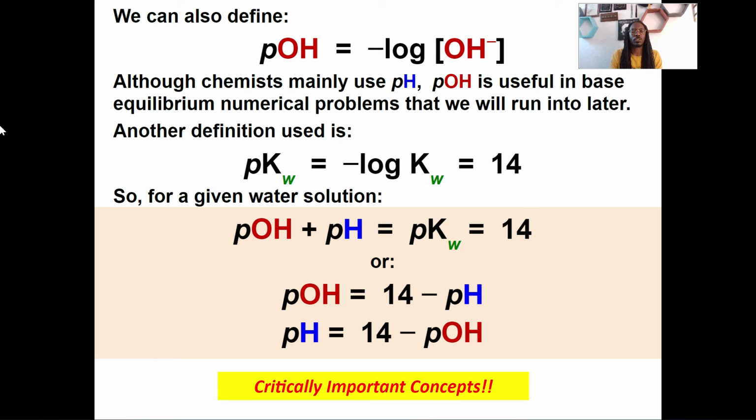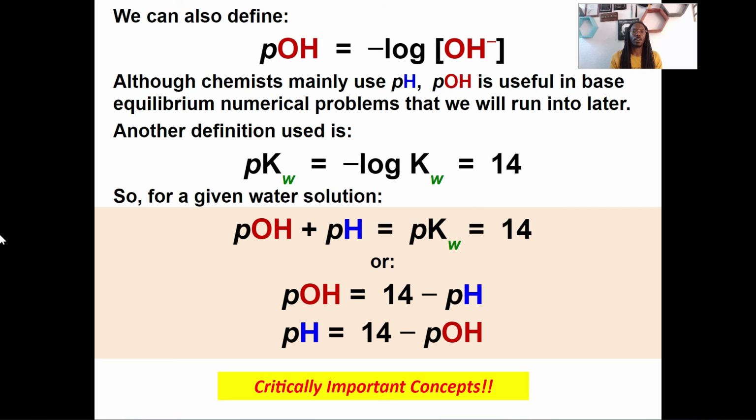Another thing to pay attention to is pKw. This is a very critical thing to know as far as this equation. So pKw equals the negative log of Kw. In this case, it's going to equal 14. All right, so basically we need to understand that our pKw is equal to 14 in this case.